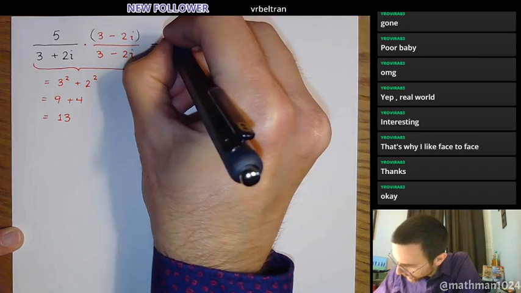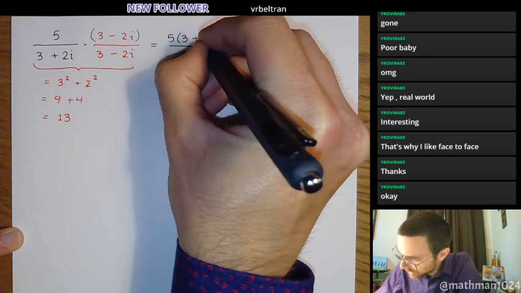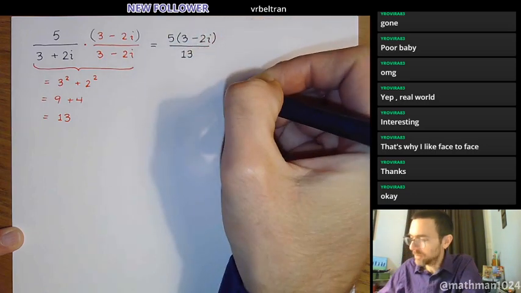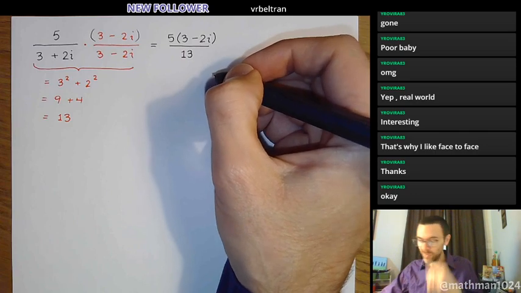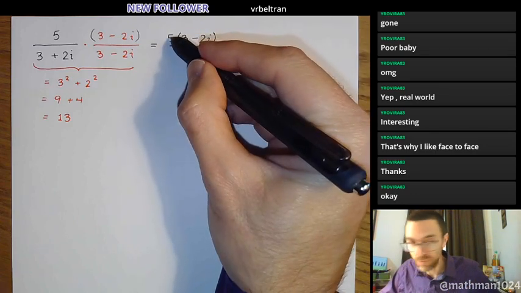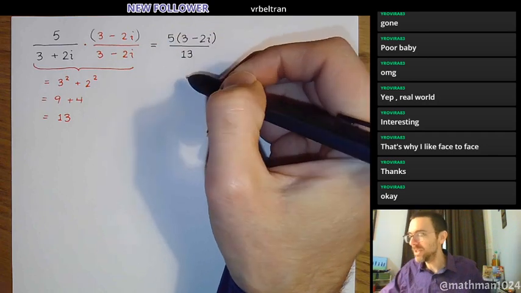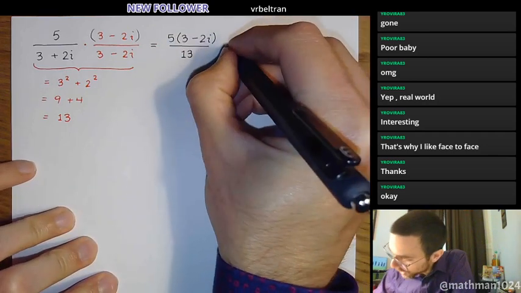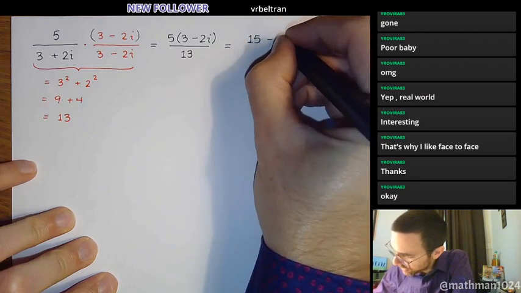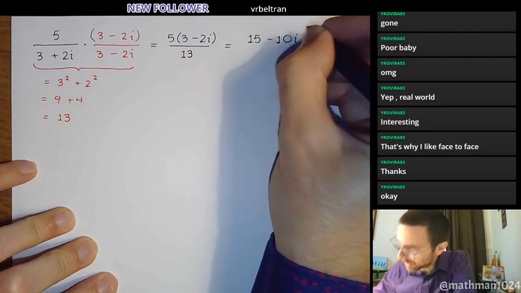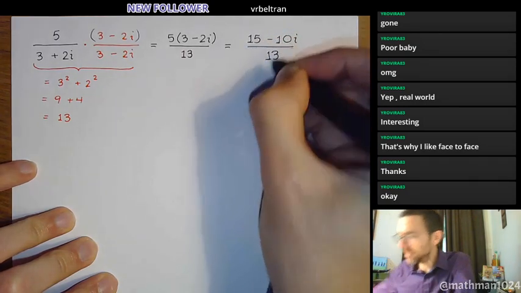Now if I write it like this, if I keep that in parentheses, so do 5 times 3 minus 2i, I'm not multiplying this out just yet, and the reason is because sometimes the numerator that you had will simplify with this denominator. The 5 and 13 don't have anything in common, so I'm now going to multiply this out. So I have 15 minus 10i all divided by 13.